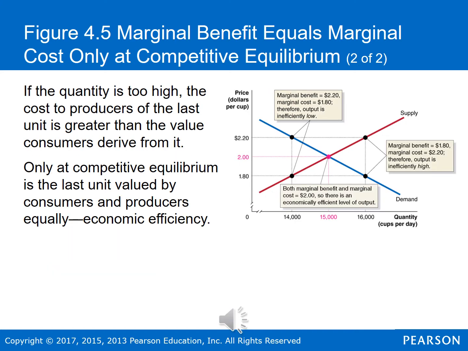Now, what happens if the quantity produced is too high? Let's say that firms produce 16,000 cups of coffee per day. The marginal benefit to consumers is where that quantity crosses the demand curve, so that's going to be $1.80. The marginal cost to firms to produce 16,000 units is going to be $2.20. Therefore, economic output is going to be inefficiently high. We're producing more cups of tea than consumers value at that price.